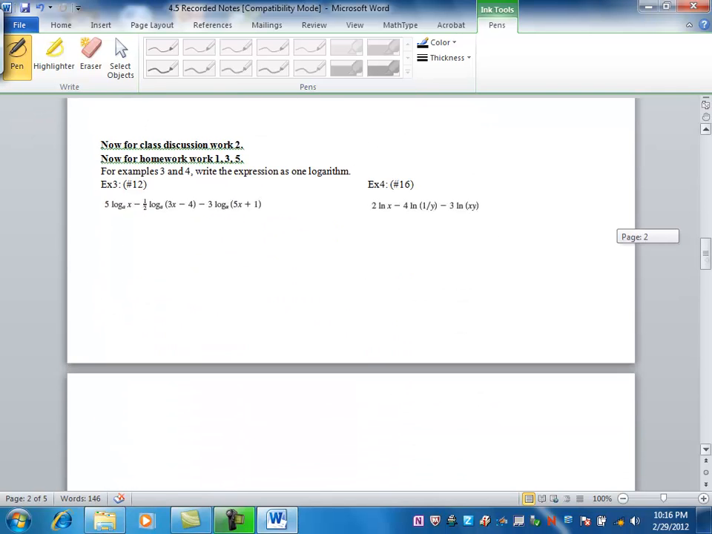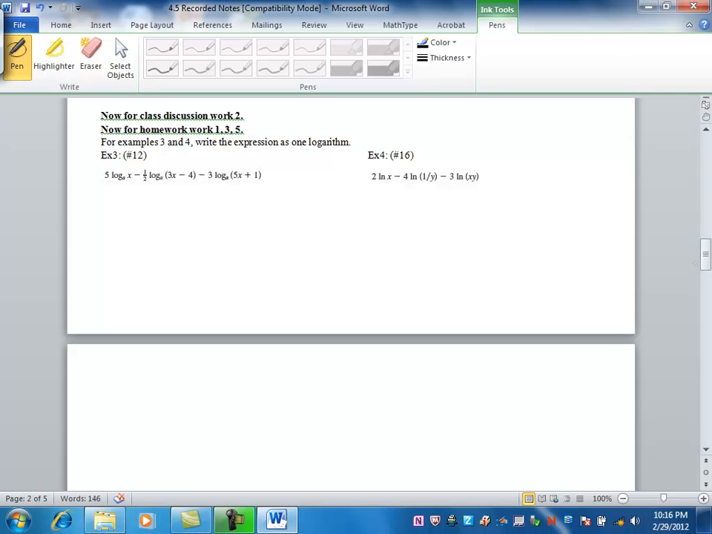Let's go the other way now. We've got the sum and difference of logs, and we're going to express them as a common logarithm. Now in order to do that, we've got to get all these coefficients rewritten as exponents. So this becomes log base a of x to the 5 minus log base a of 3x minus 4 to the 1/2 minus log base a of 5x plus 1 to the 3rd.